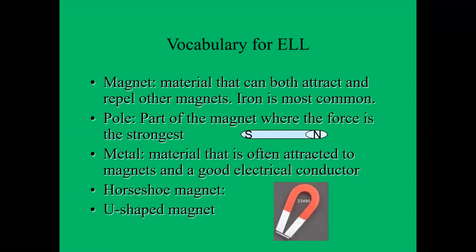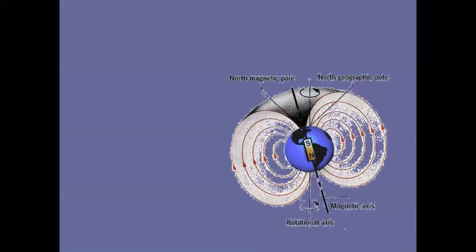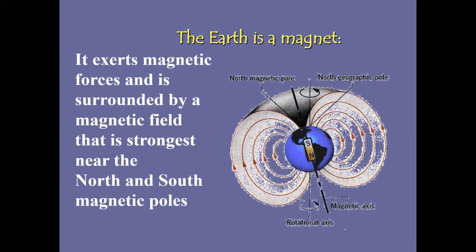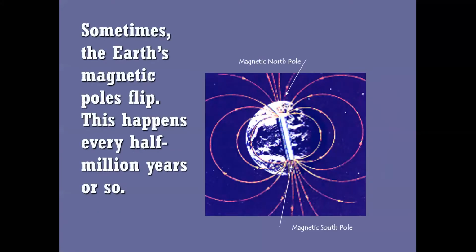A magnet is a material that can both attract and repel other magnets. Iron is most common. A pole is the part of the magnet where the force is the strongest. This is just a summary. A metal material is often attracted to the magnet and is a good electrical conductor. There are several types of magnets: horseshoe magnet, U-shaped magnet, simple bar magnet. And we have already discussed that Earth is also a magnet. So we are just going to skip this one.